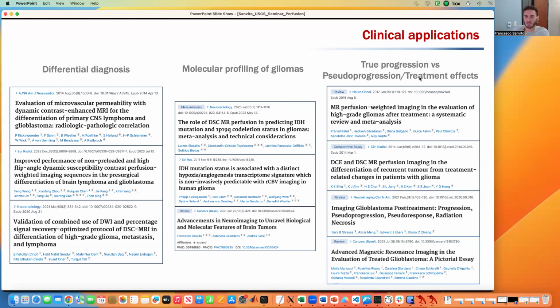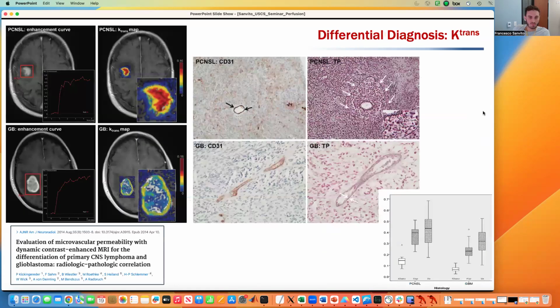And then the holy grail of neuroradiology, of at least brain tumor neuroimaging, distinguishing true progression from false progression or pseudoprogression or treatment effects. We'll talk about that in a little bit. So these are three big areas of applications of perfusion. I'm just going to show a couple of articles just to give an idea.